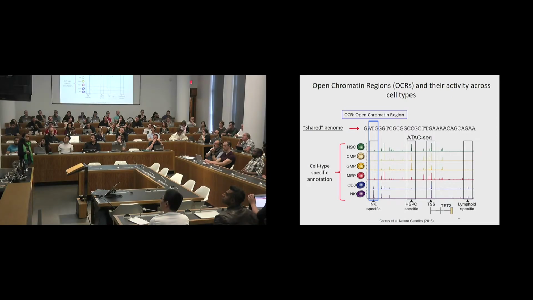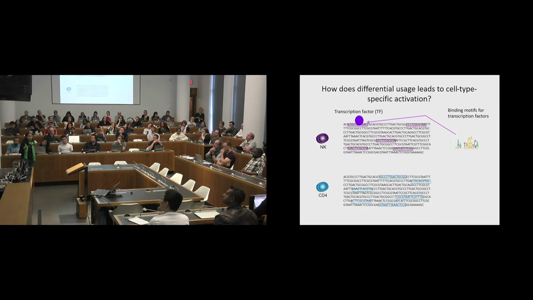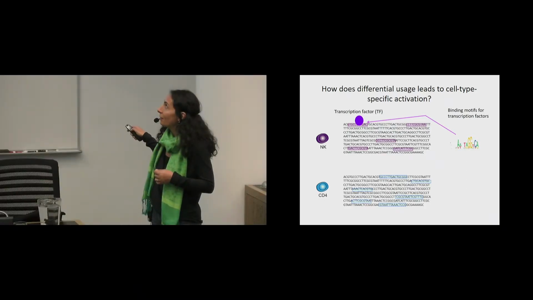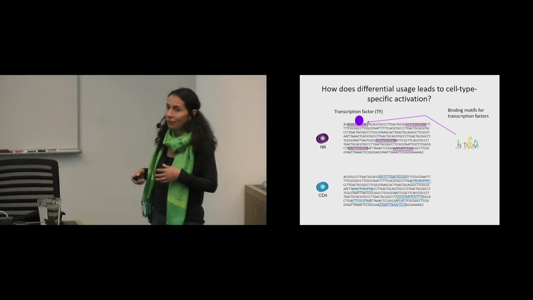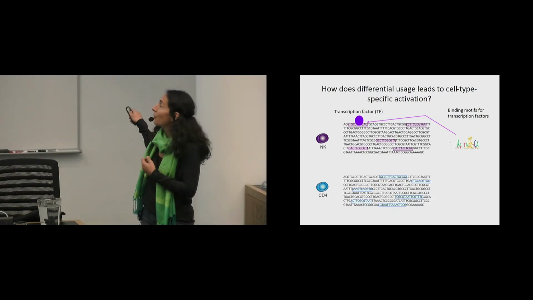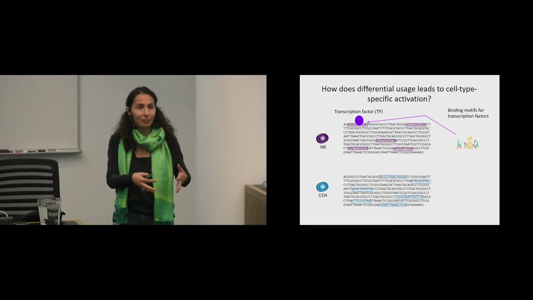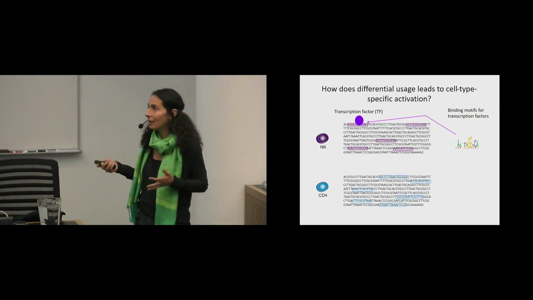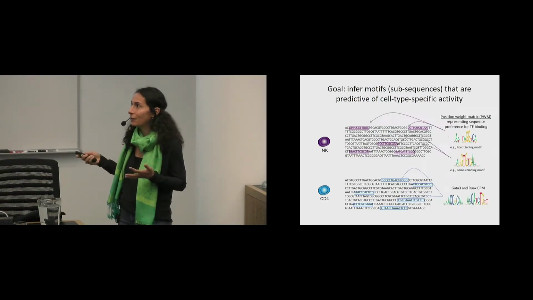So how do we go from these measures of openness or potential regulatory activity to actually understand what's driving cell type specificity? One thing that we can do is a simple differential analysis. You can take all the regions that are found in NK cells and all the regions that are found in, let's say, CD4 cells, and compare those sequences with each other to try to find motifs like this that are maybe abundant in peaks that you find in NK cells, but are not present in CD4 cells. That's a standard intuition behind what you can do with this data.